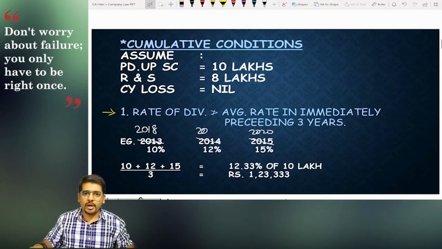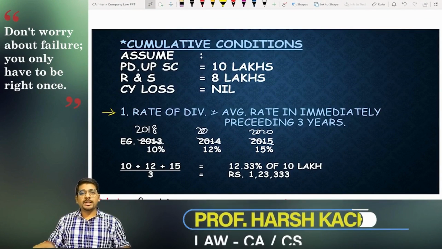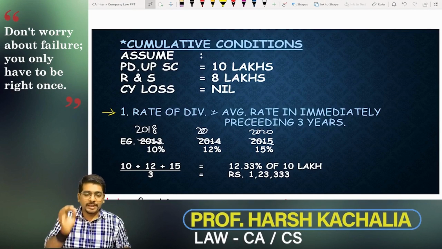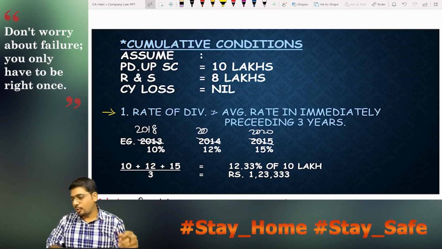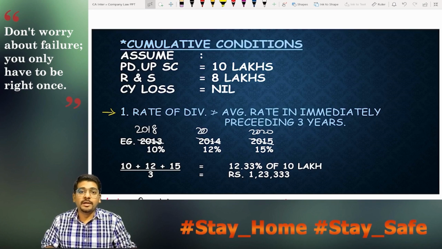Okay, guys. So now we are supposed to begin with the conditions for making the payment out of free reserves. As I told you in the previous video, there are 4 conditions and all 4 of them are cumulative conditions, right? So we have to understand each and every condition properly, perfectly with an example.